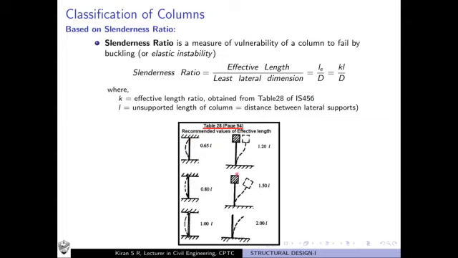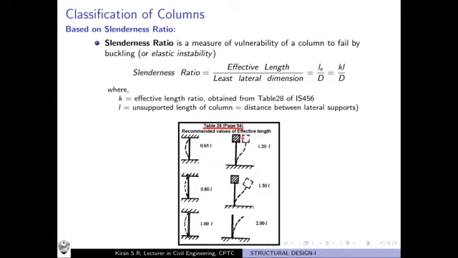If you observe these 6 types of columns, these are of different support conditions. Here it is fixed at both the top and bottom supports. Here it is hinged at one support while it is fixed at the other support. In this case you will observe they are hinged at both the supports. Here, it is fixed at one point, but it is free to translate at the other support.